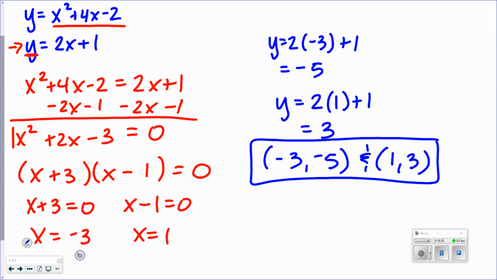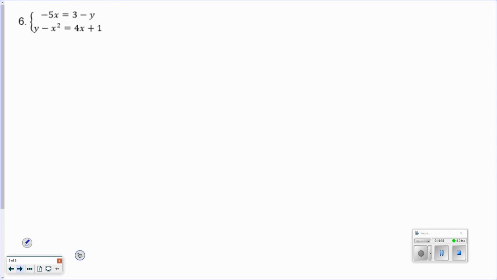All right, so just like the last one, the y values are both not by themselves, so I want to get the y's by themselves in both equations. So the first one, I would actually add the y to the other side and add the 5 to the other side. So it would look like y equals positive 5x plus 3. So the y and the negative 5x just flip-flop on the other side. And then for the second equation, I would add the x squared to both sides.